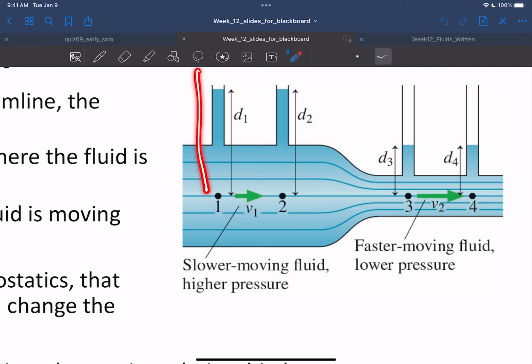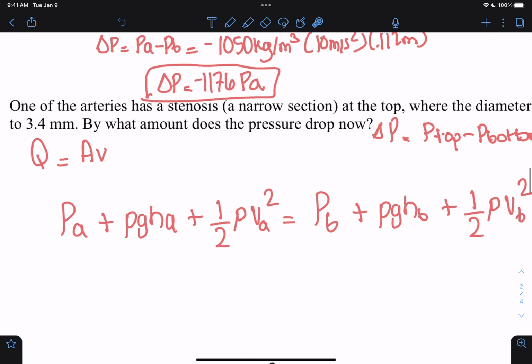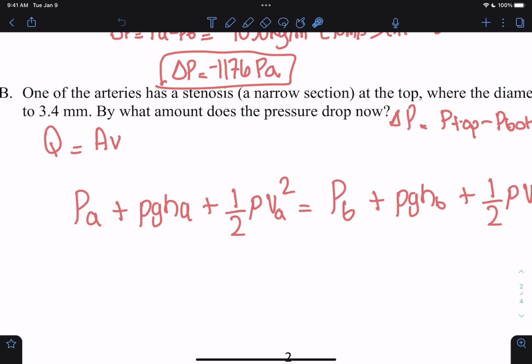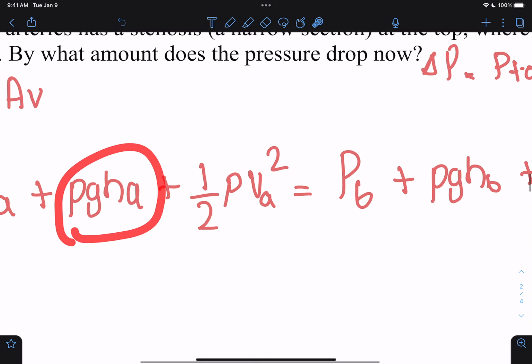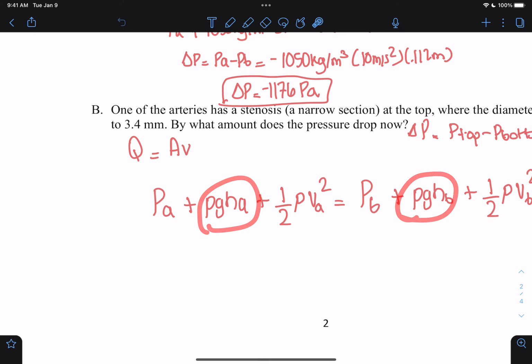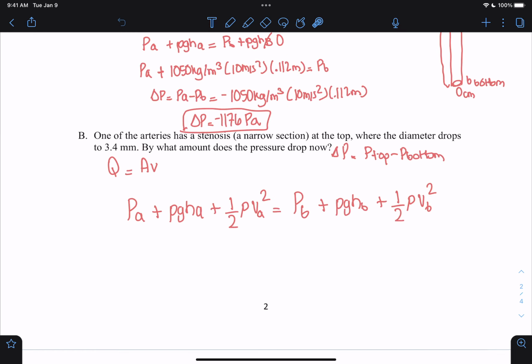If this is our initial point and this is a height of 10 centimeters, this is also a height of 10 centimeters, right? They're the same height upwards. So if we go back to the equation here, it's the same fluid, it's the same gravity, so this term should be the same as this term, right? That's for sure. These two terms are the same.